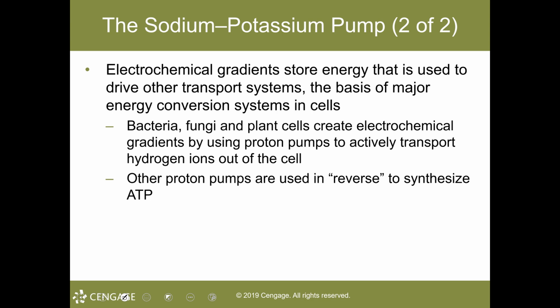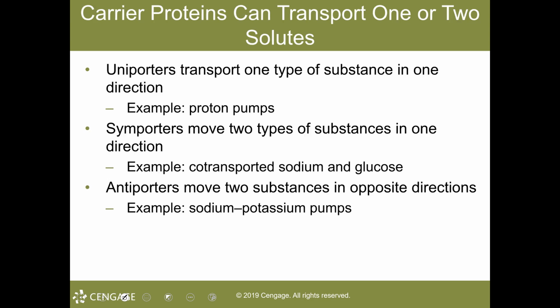And I can't stress enough, even in other systems, meaning plant cells, even in fungi and bacteria, they create those electrochemical gradients using proton pumps to actively transport hydrogen ions out of the cell. We will get right back to this in later processes.